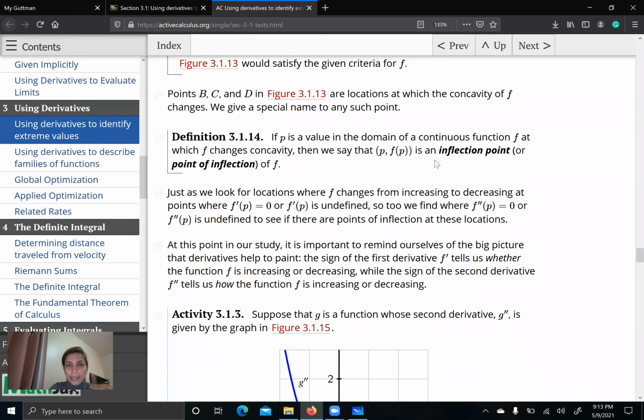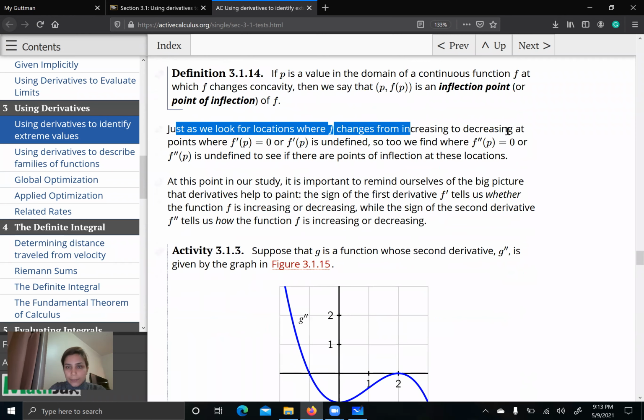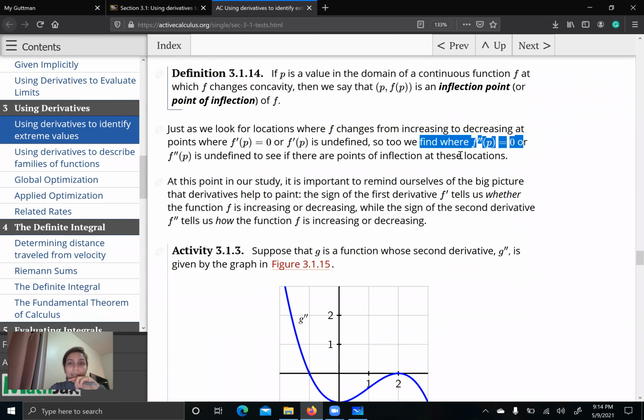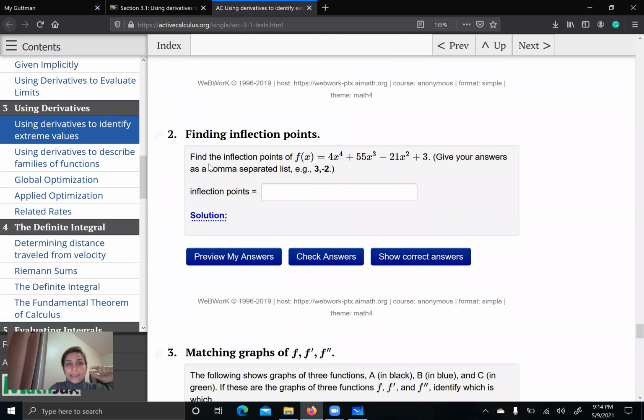Because that's the technique, how to find the inflection points. Just as we saw how to find extreme values or critical values, to find an inflection point, because the second derivative is 0 at those points, just set the second derivative equal to 0. So if you have a question that says find the inflection point of f, the idea is to take the second derivative. I'm going to show you this one.